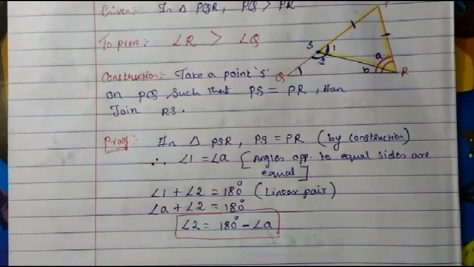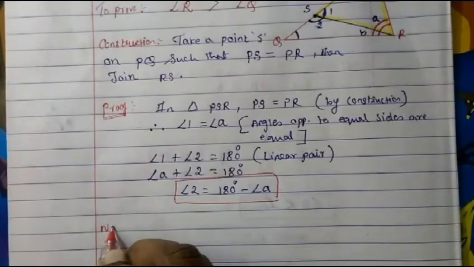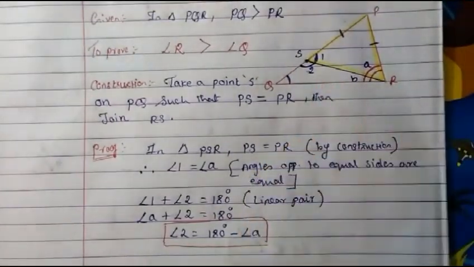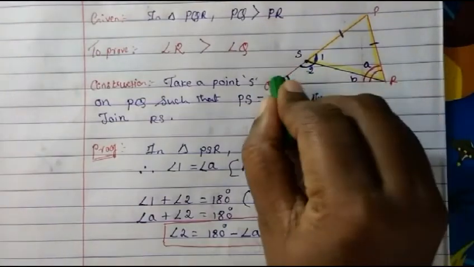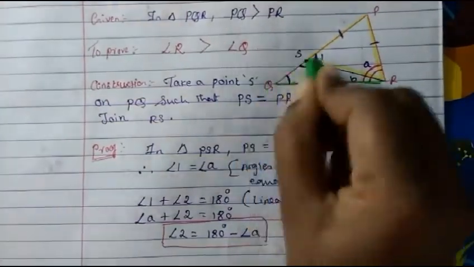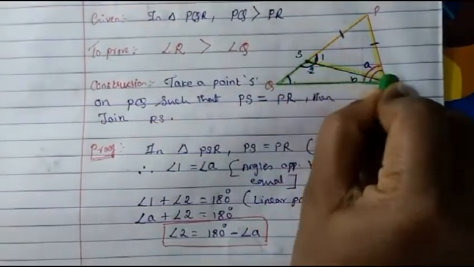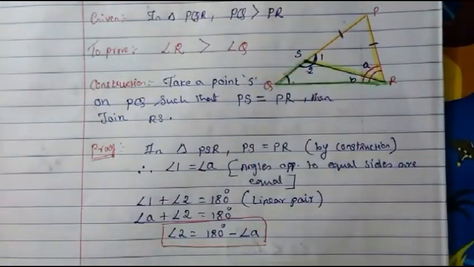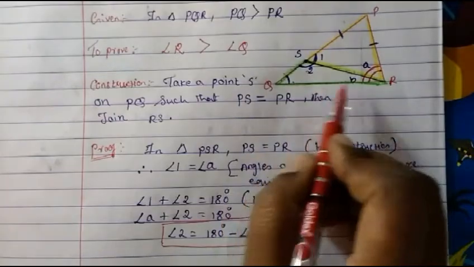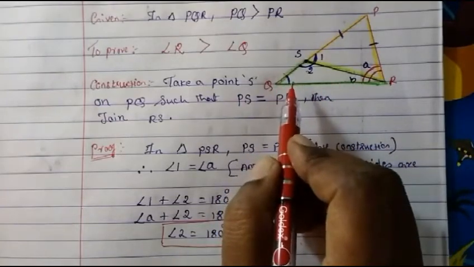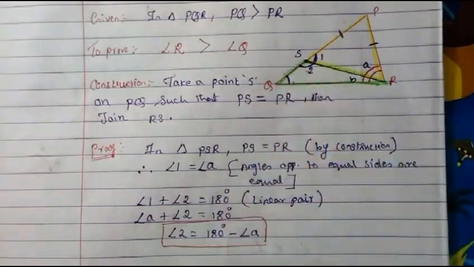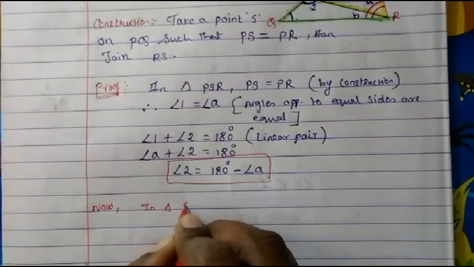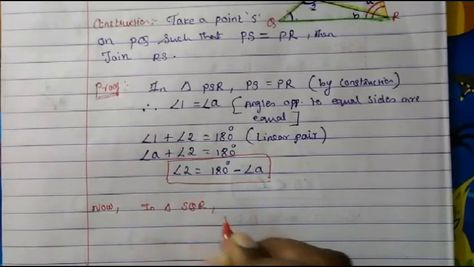So now let's take this triangle, this one. We'll concentrate on this triangle, green color. When you look at this triangle, we can name it as SQR. Now in triangle SQR.